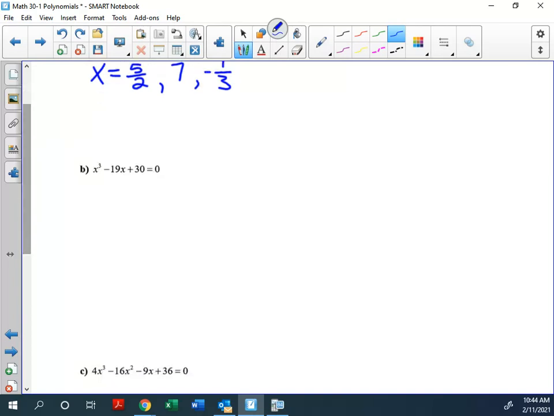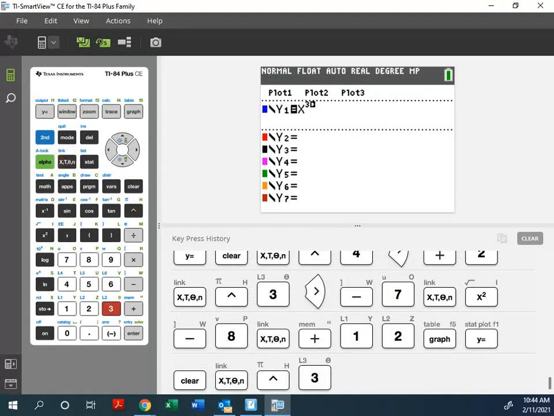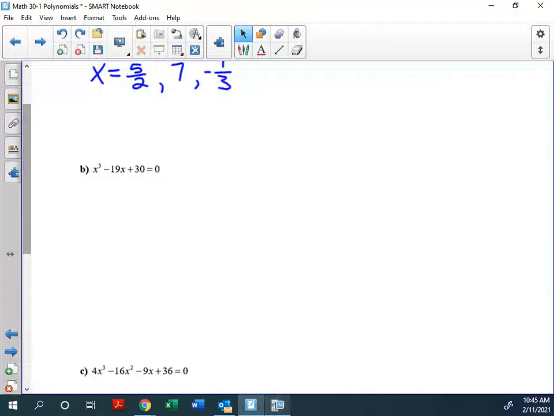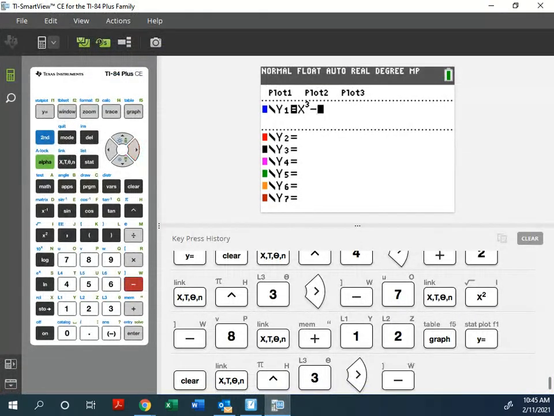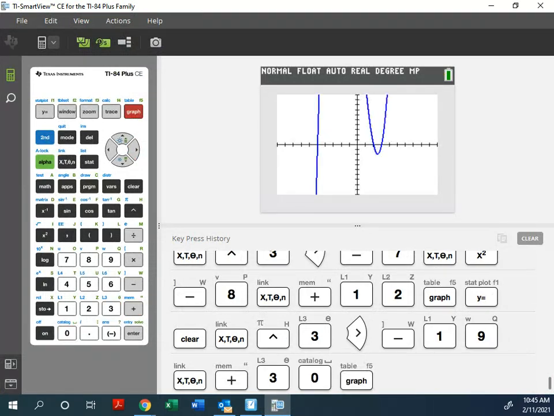But if you don't have the factored form, now you're going to have to figure out the solutions. So again, I default to a little bit of algebra, but why don't we play with our calculators since we're kind of doing 2 lessons at once? So if I was tired or this was a test, I would say, okay, you know what? I've had enough. Let's just go x cubed minus 19x plus 30. And let's take a look.